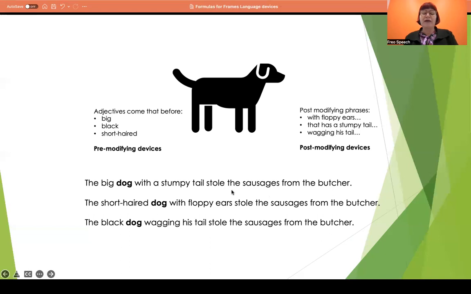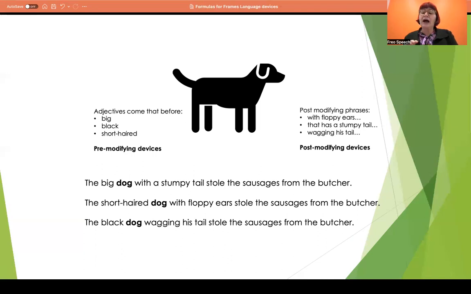And here are some other sentences here. So when you've got dog, dog is the noun. So now we're dressing up the noun with pre- and post-modifying phrases or clauses. Clauses have a verb in them, phrases don't. And again, there are loads of these in the scripts.